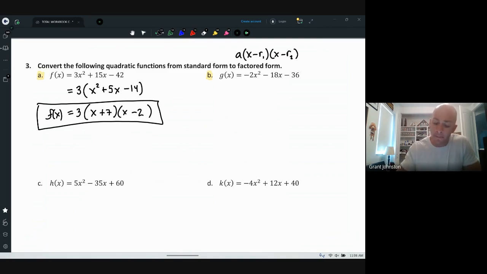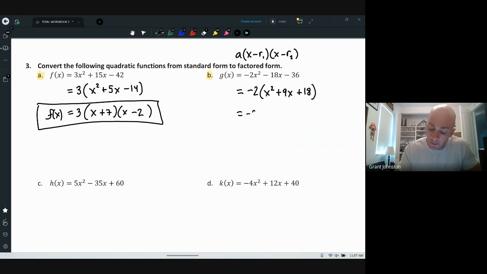Let me do G. So G, I have a negative 2 leading coefficient. So I got negative 2, negative 18, negative 36. So negative 2 I can factor from all of those. So I'm going to write negative 2. I'll have an x squared. Factor negative 2 from negative 18, that would be positive 9x. Factor negative 2 from negative 36, that would be positive 18. And then I can just factor that x squared plus 9x plus 18.